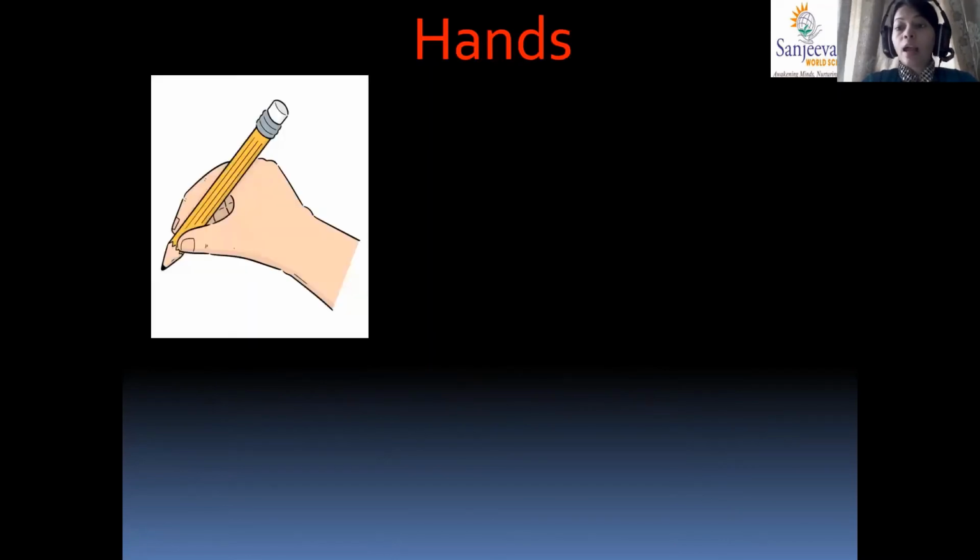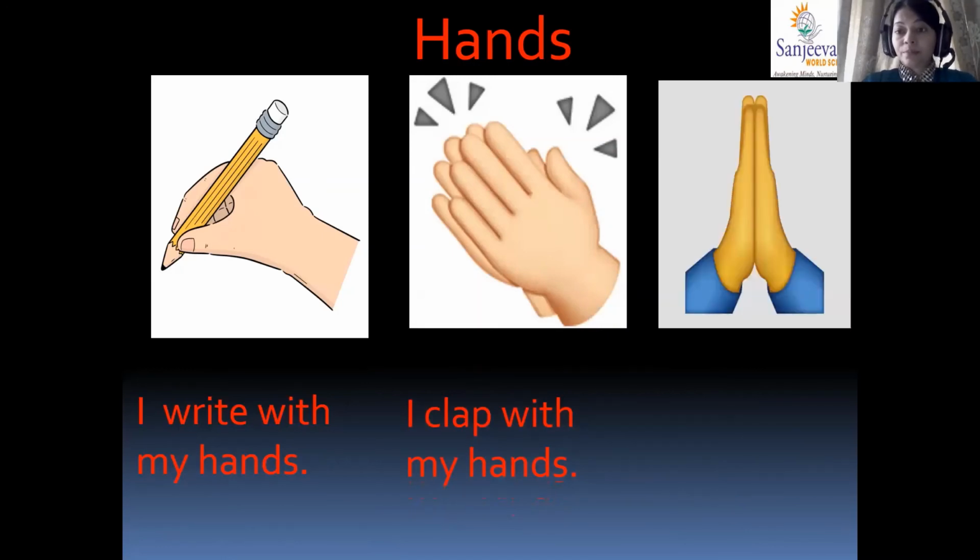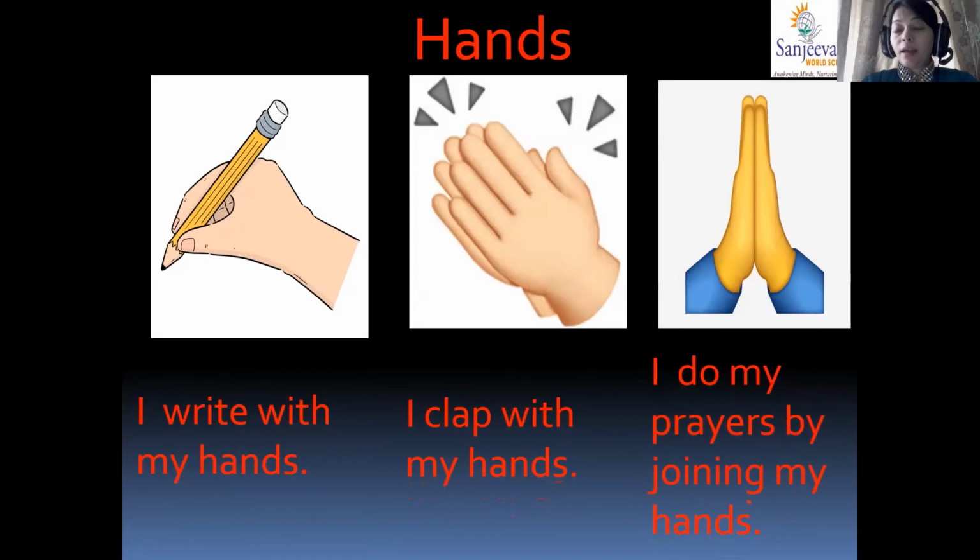Hands. And now let's see what all activities we can do with the help of hands. I write with my hands. Hands help us to write. I clap with my hands. I use my hands to clap. I do my prayer by joining my hands. My hands help me to do my prayers. So children, you can see you can do different activities with the help of your hands.